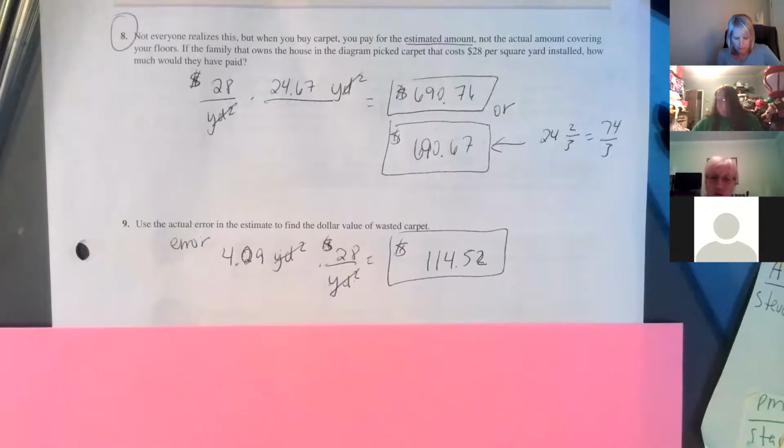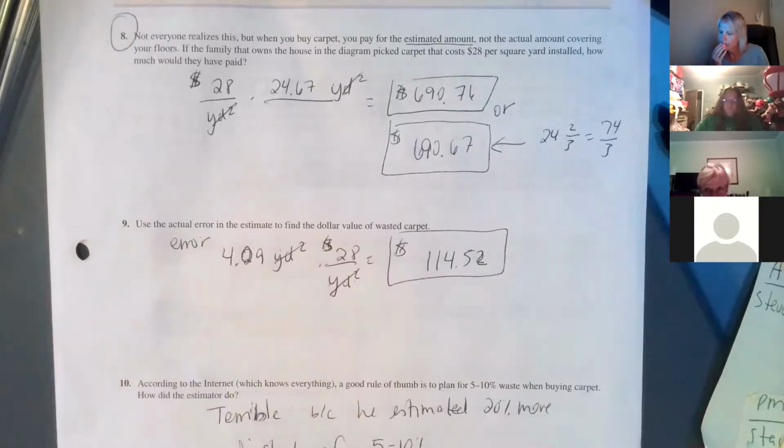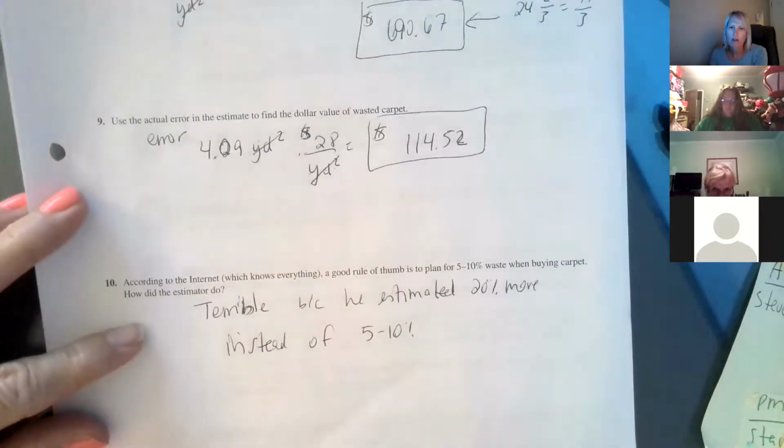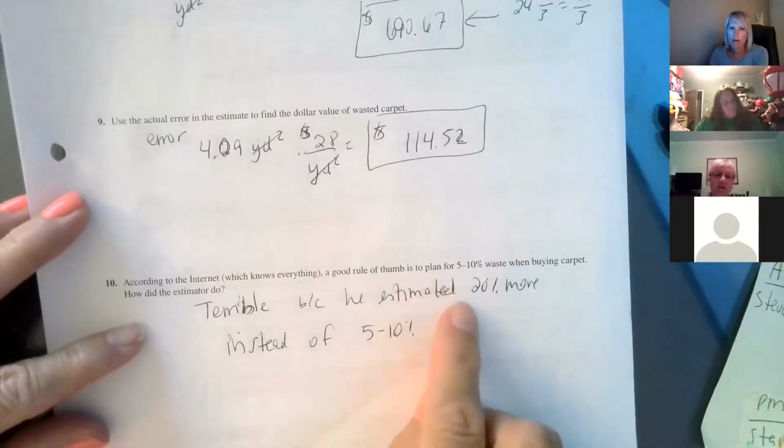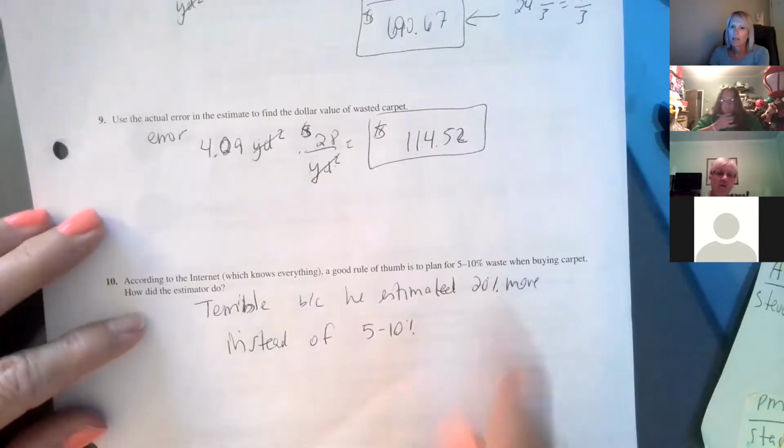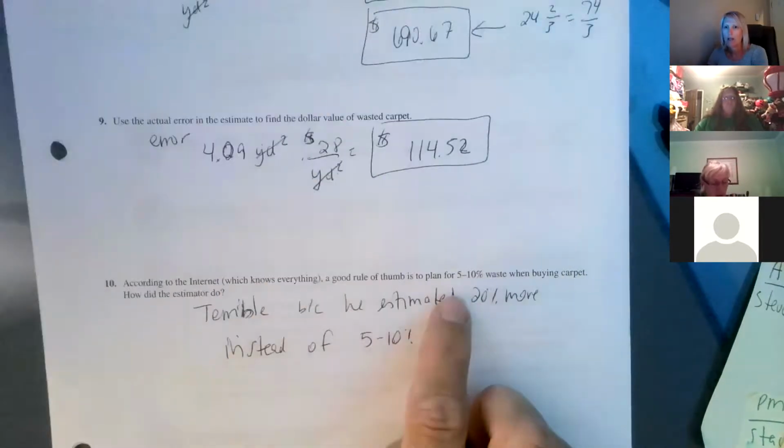Okay, I have a question for you, Sarah. For number 10, up in 9, it said that the estimated error was 4.09 yards. So would that just be number 10? Would that just be a written answer? Yeah. So it's actually less than the 5 to 10%, correct? Is more. Oh, see, I guess I'm not sure if we had to go back to the percentage. Oh, see, that's what I didn't do.